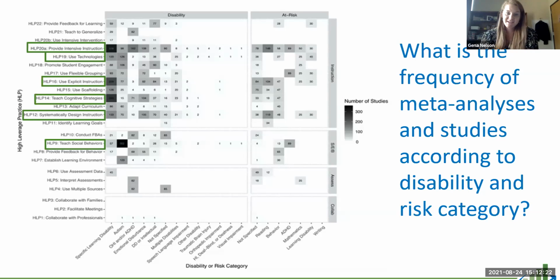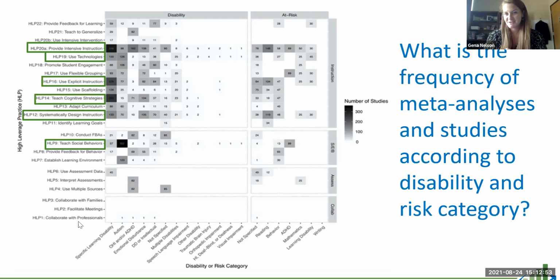We were also interested in exploring the frequency of meta-analyses and studies within meta-analyses according to disability and risk categories. This figure, which is hard to see all of the details, shows along the vertical axis the HLP categories. And then along the horizontal axis, the bottom, shows the IDEA disability categories, as well as on the far right, some risk categories that our research team identified.